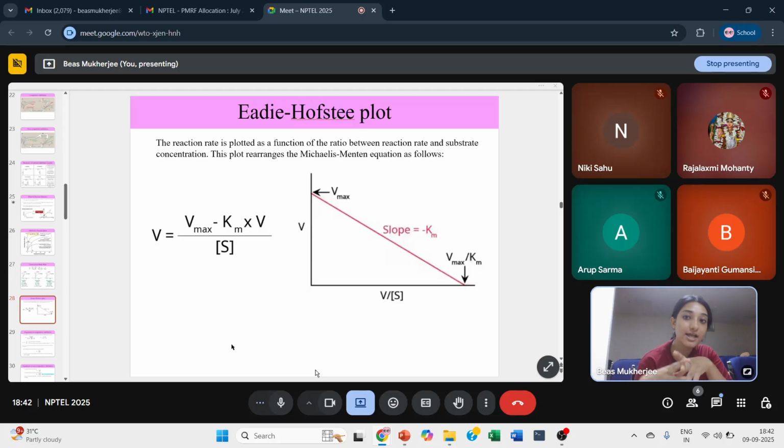What is this? Now this Michaelis-Menten equation can be represented in different ways, right? So this is one of the representations where the different axes are V and V by S. Okay, and the slope that this gives you is minus Km. So the reaction rate is plotted as a function of the ratio between reaction rate and the substrate concentration. This plot rearranges the Michaelis-Menten equation in this form. So this is Eadie-Hofstee.